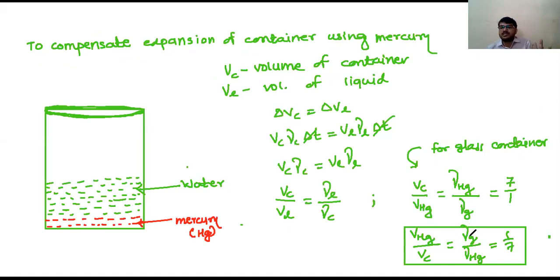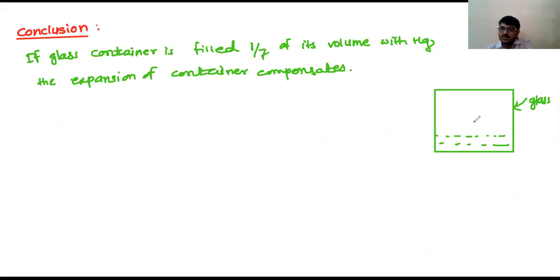Suppose a steel container is there, then gamma of steel, right? And here Vc also you have to replace with the volume of that container, whatever we are taking. Just take this ratio. We have to substitute just gamma of mercury and gamma of the container it is made of, and then whatever ratio we get, according to that we have to fill the container to compensate the expansion of the container.